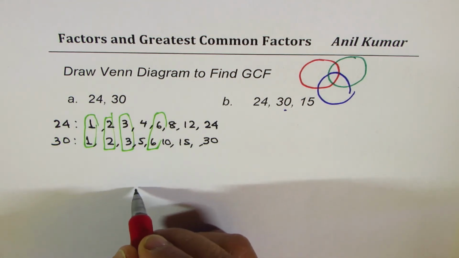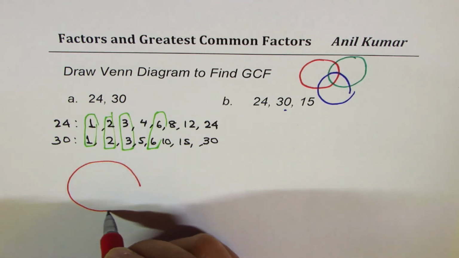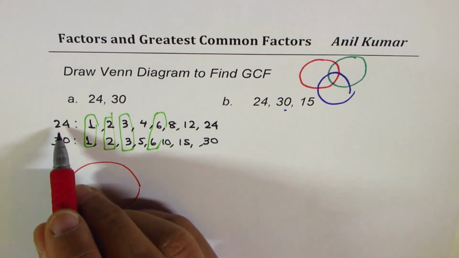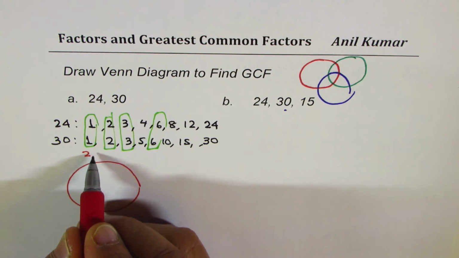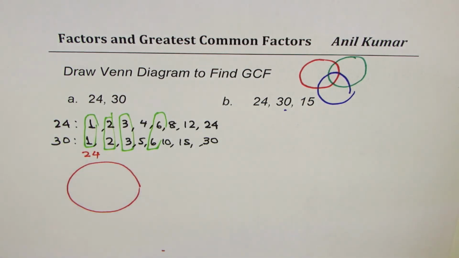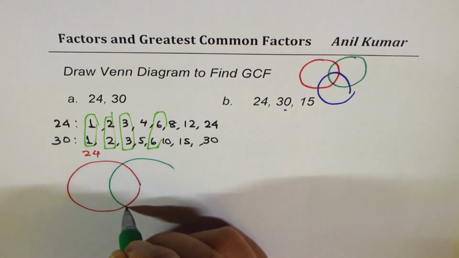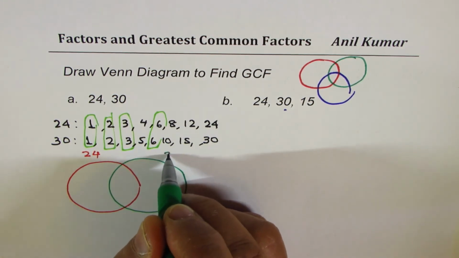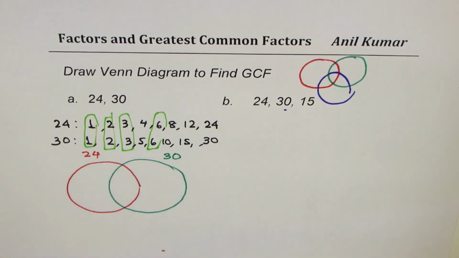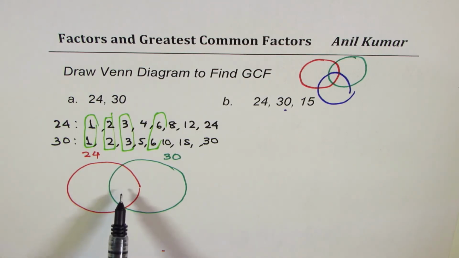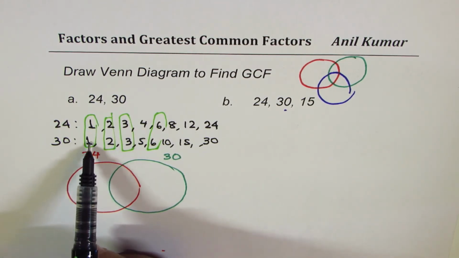So in Venn diagram, we make circles. So in a circle, we'll write down all the factors of one number. Let this be the circle for number 24. Now let's take another circle for number 30. So let's say this is my circle for number 30, right? So I'm writing the number outside to avoid any confusion. Correct. Now, to fill in the numbers, we have to begin with common numbers.